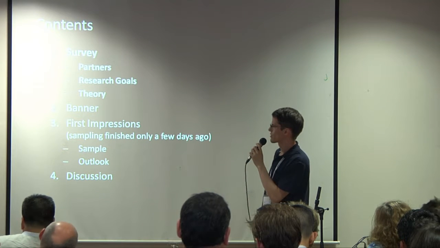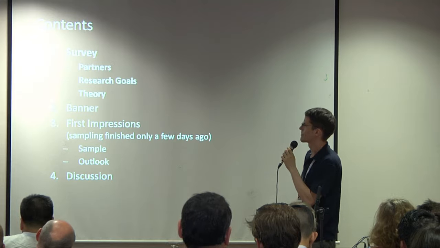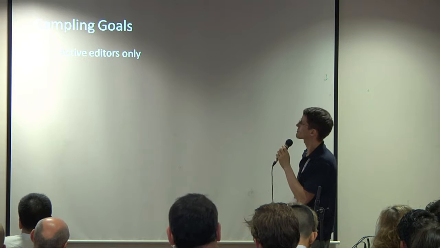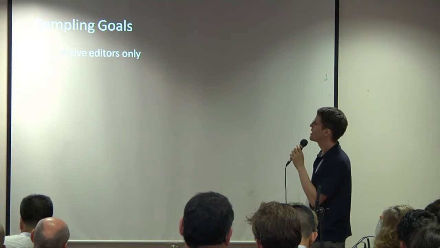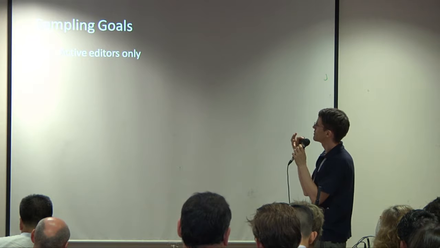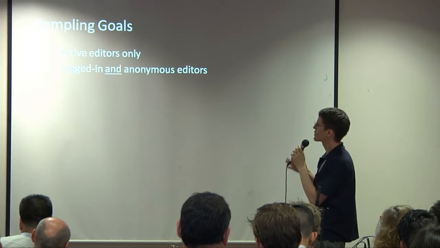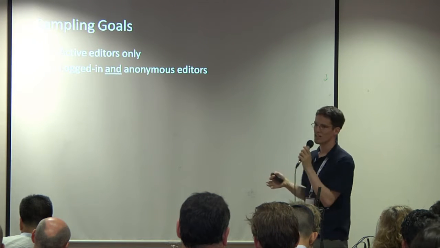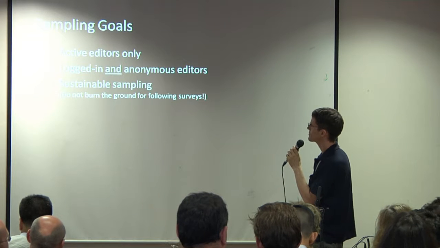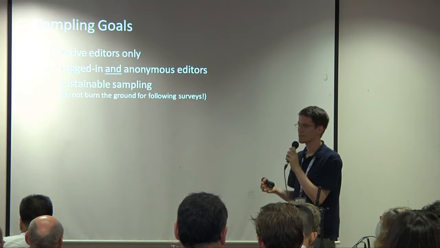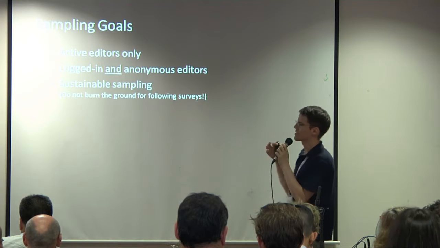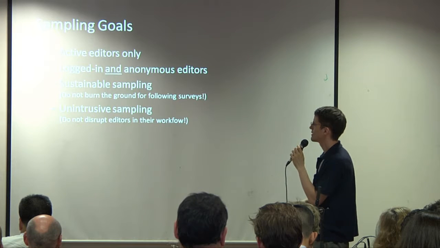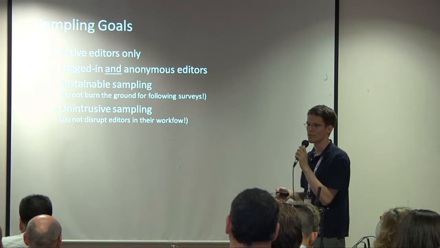So before I come to the first impressions on the survey, let me just give you a brief introduction into the banner that we used for sampling. The sampling goals were: I wanted to sample active editors only. I wanted to, in contrast to the study that we've just heard of, sample logged in and anonymous editors at the same time. I wanted to do sustainable sampling, in other words, I didn't want to burn the ground for other research that is following. And it should be a very unintrusive way of sampling.